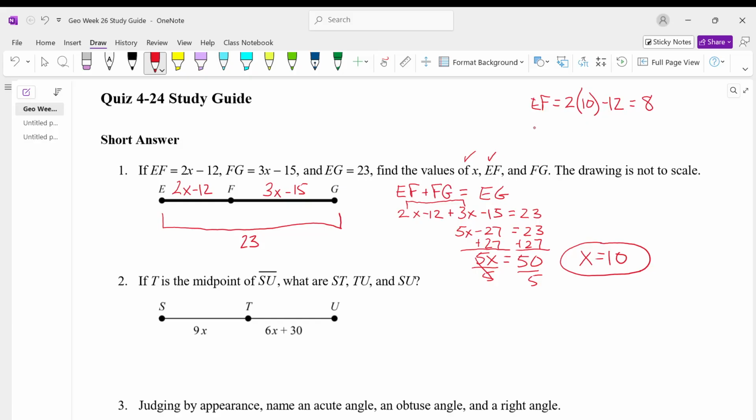And then we need F to G. So F to G is equal to 3 times x, which is 10, minus 15. 3 times 10 is 30, minus 15 is 15. So there's our F to G. And look, 8 plus 15 equals 23. So all our math is correct as well. The two smaller segments added together equal the entire length of the segment.